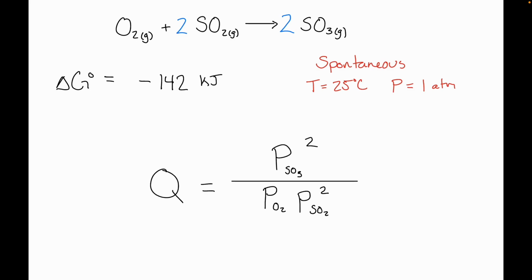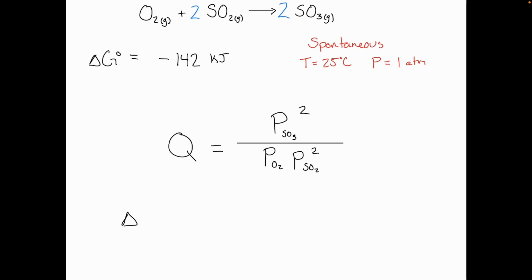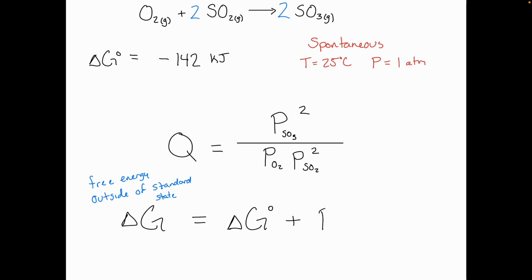We have to use this equation here, where the free energy, delta G, without the not, okay? So this stands for free energy outside of standard state is going to equal that delta G not, right, the free energy at standard state, plus RT natural log of that reaction quotient Q.